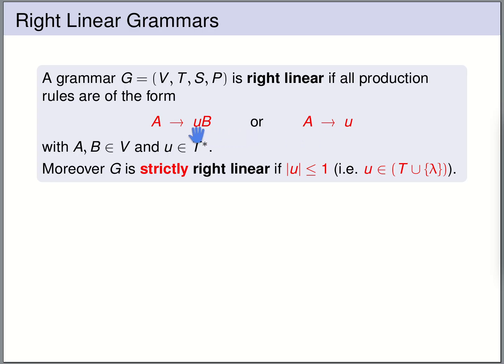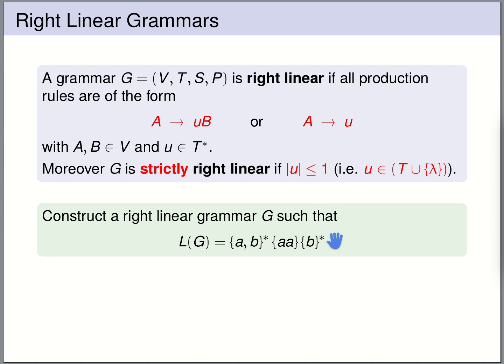So therefore this rule is called linear because there's at most one variable in the right-hand side. And it's called right linear because if there is a variable in the right-hand side, then it appears at the right end of the right-hand side. Moreover, such a system is called strictly right linear if the terminal word always has length at most 1. So if the terminal word u is always either the empty word or a single letter.